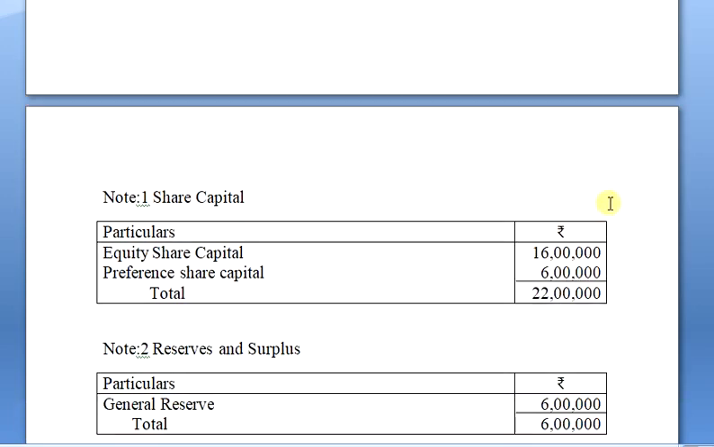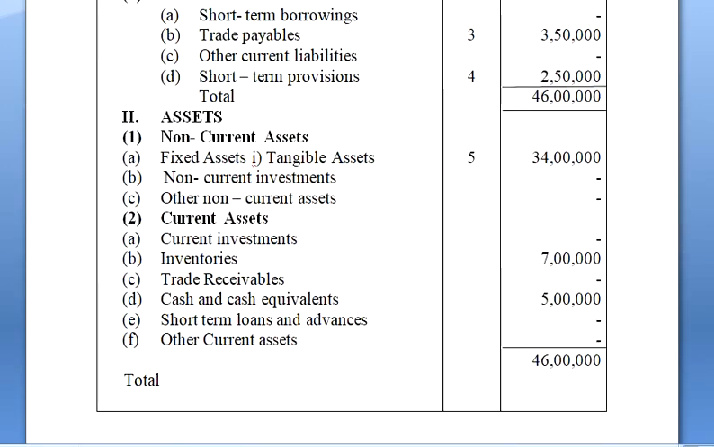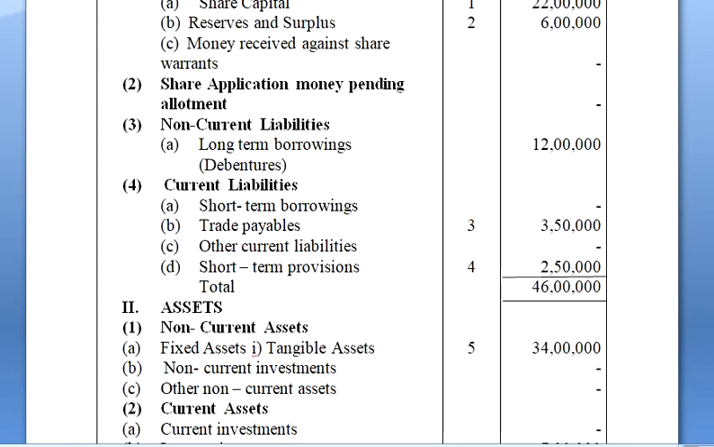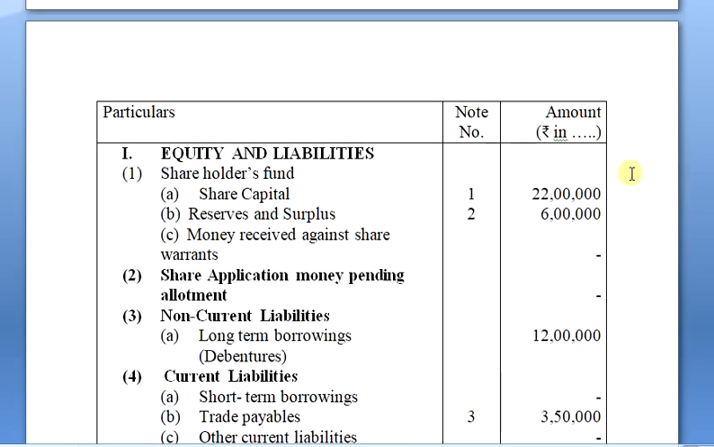Here you can see the note. Note number 1, share capital, particulars rupees, equity share capital 16 lakhs, preference share capital 6 lakhs. Total it becomes 22 lakhs, my dear friends. So automatically here, we have taken 22 lakhs against share capital, and the note number we have made here is note number 1, 22 lakhs.